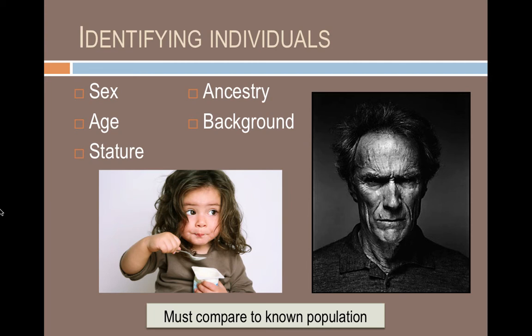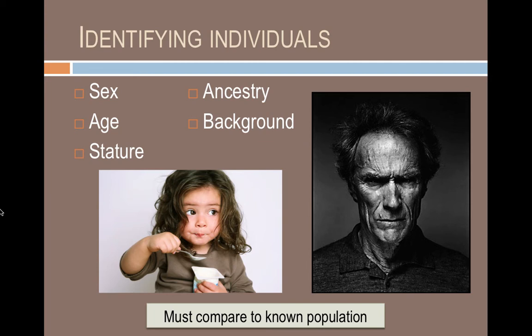When we're doing these types of identifications, we have to compare whatever set of skeletal remains we're looking at to a set of skeletal remains where we know who all of those people are. And that's what we mean by the fact that we must compare to a known population.